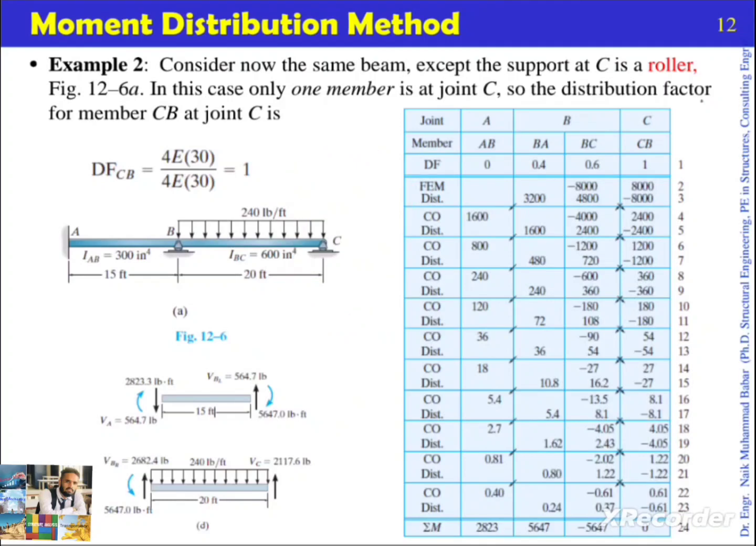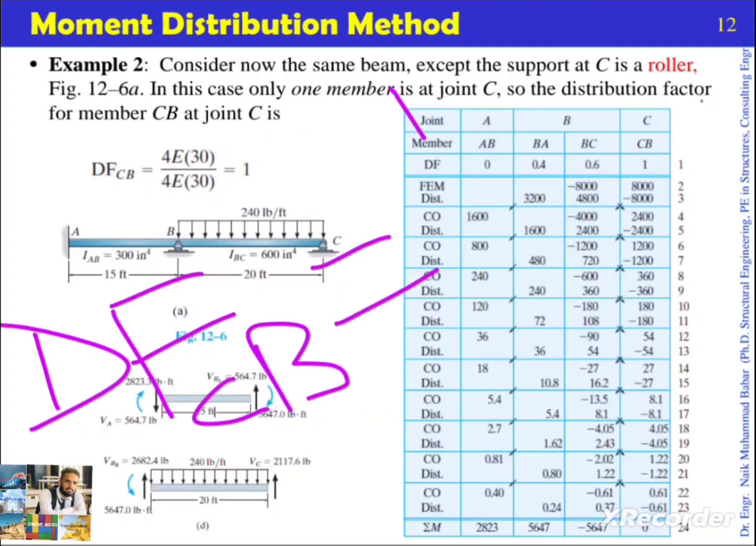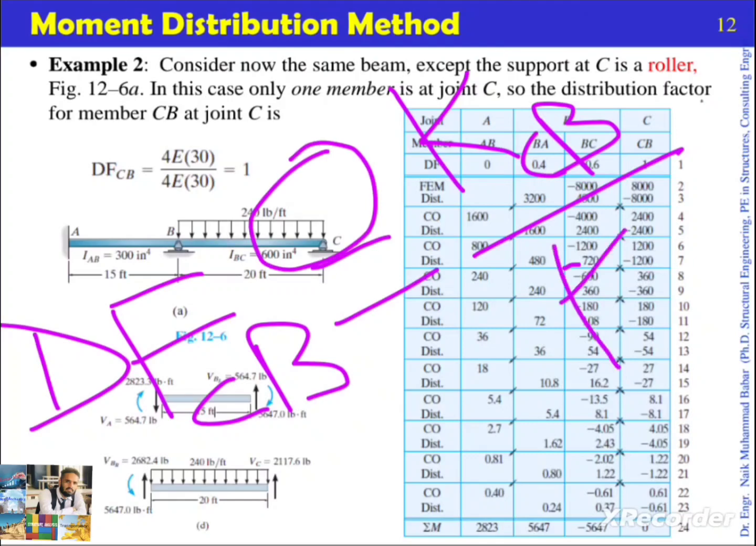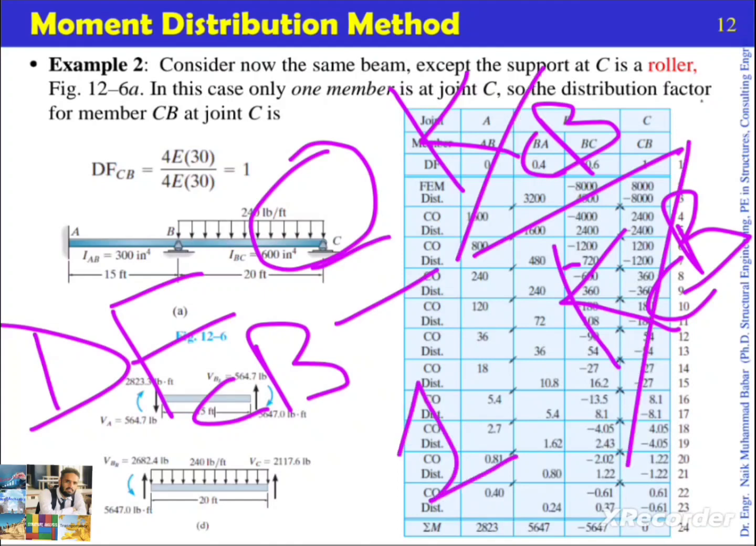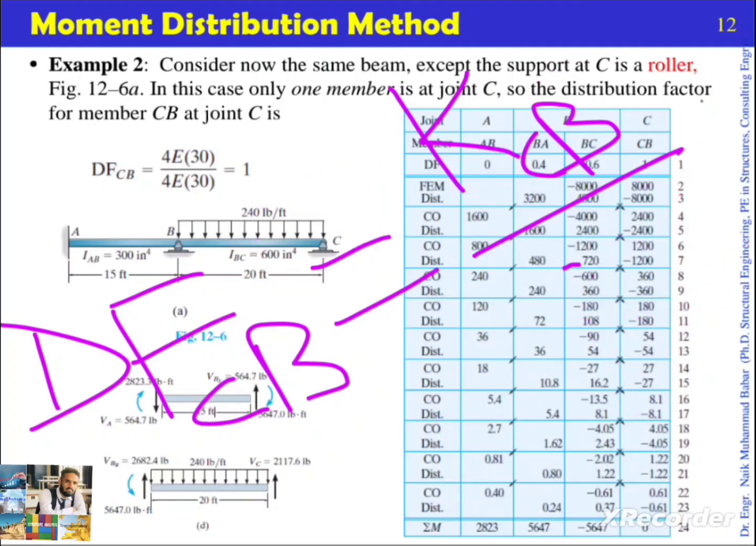By using the same formula, the distribution factor for CB will be equal to the stiffness of CB divided by the total stiffness at C. The total stiffness will also be KCB, since only one member is attached at point C. So by putting the values we will get the distribution factor for CB equal to 1. Remember this: for a fixed support the distribution factor will be equal to 0, and for a hinge or roller or rocker support the distribution factor will be equal to 1.